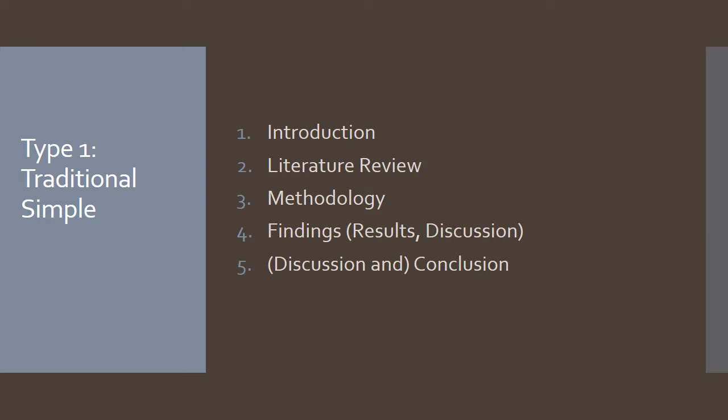The first type, traditional simple, will usually have 5 or 6 chapters titled Introduction, Literature Review, Methodology, Findings, and the final chapter, Discussion and Conclusion. This structure is called traditional in the sense that it follows the research genre structure that has an introduction, a review of literature, methods, findings, and conclusion. You'll find a lot of dissertations following this structure will also use these labels as their chapter titles.